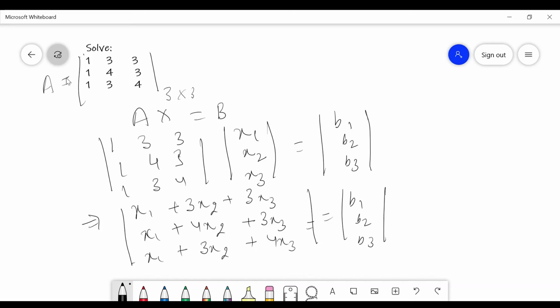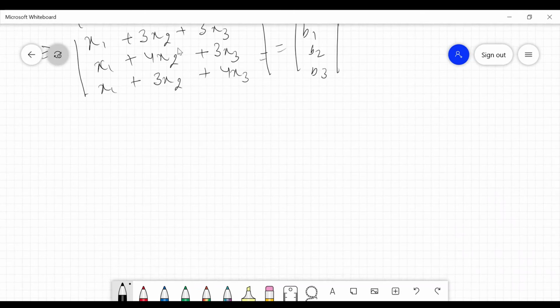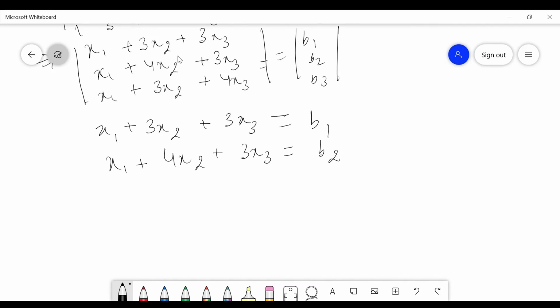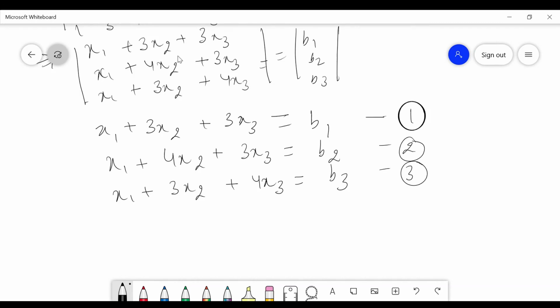Okay. So if I write it in the form of equations, I will write it as x1 plus 3x2 plus 3x3 equals B1, then x1 plus 4x2 plus 3x3 equals B2, then x1 plus 3x2 plus 4x3 equals B3. So I will get 3 equations.